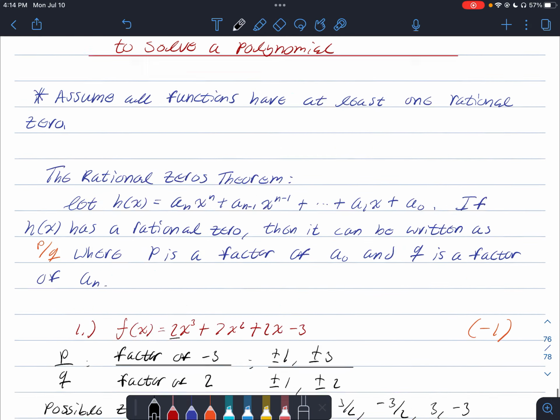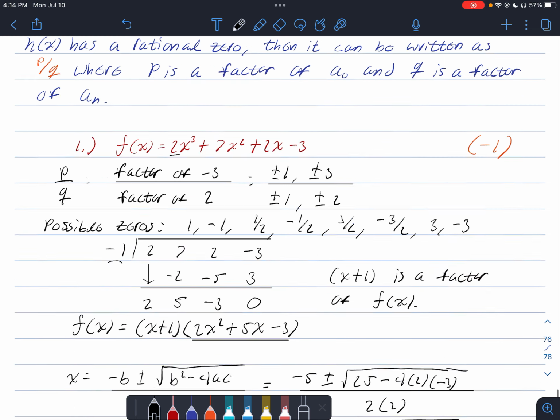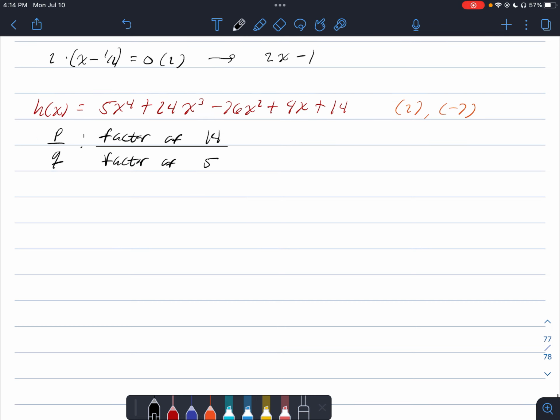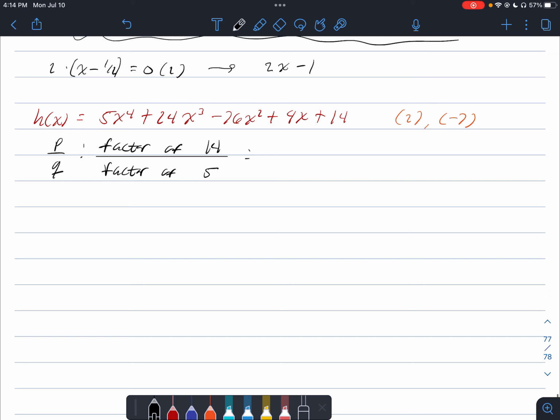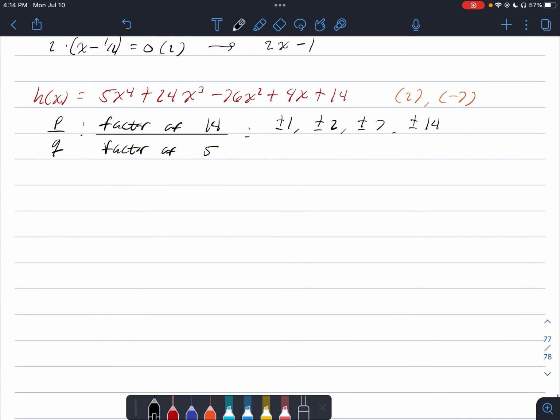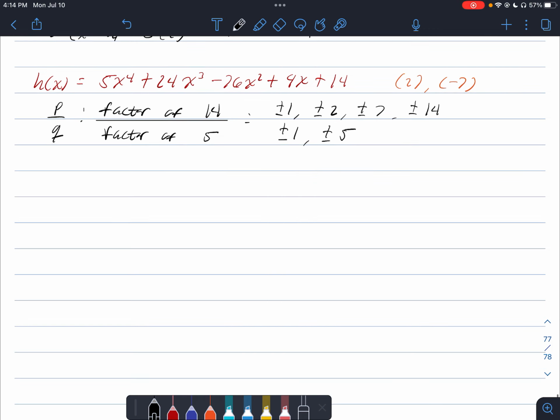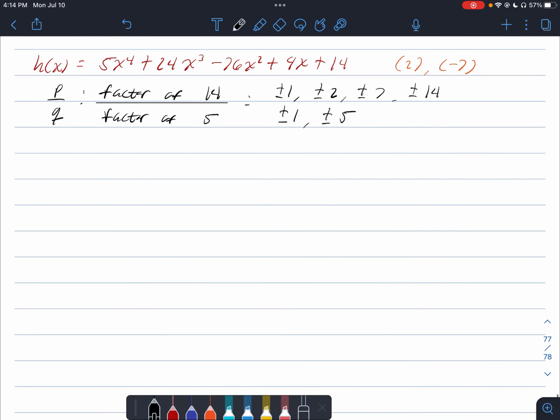Okay, just to double check, back up at our theorem here. P is a factor of a sub 0, and q is a factor of a sub n. So then we're going to have a factor of 5 here. Okay, so let's go ahead and list all of these. So factors of 14. So we're going to have plus or minus 1, plus or minus 2, plus or minus 7, and of course, plus or minus 14. Factors of 5, this is a prime number, so we're just going to have plus or minus 1 and plus or minus 5. All right, so now let's go ahead and list all of our possible combinations.